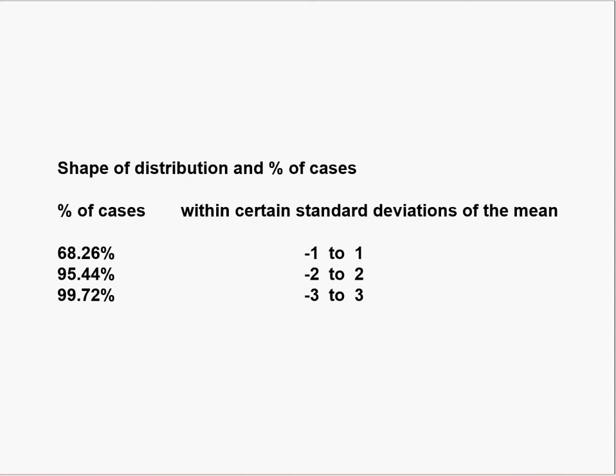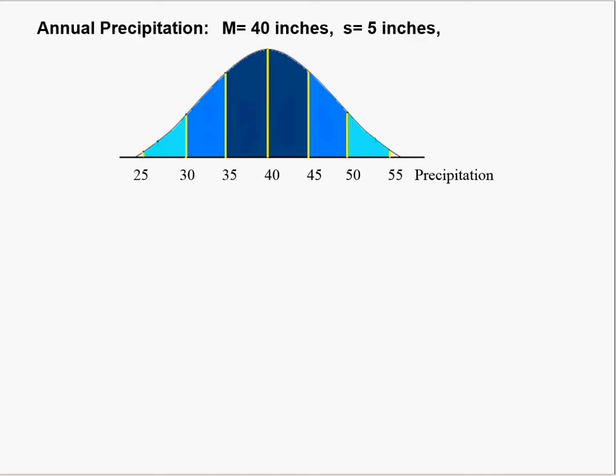Okay. Now we have solved one issue. We understand the basic characteristics of a normal distribution and what gives a normal distribution its unique bell shape. Now let's look at this next issue.